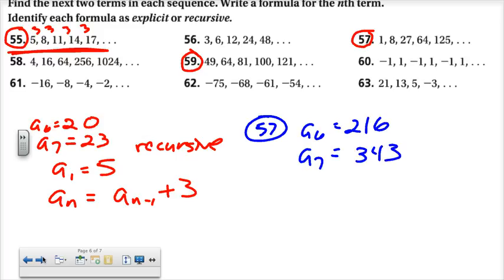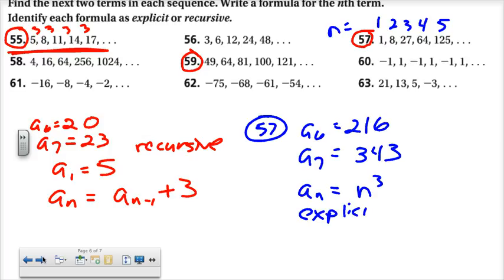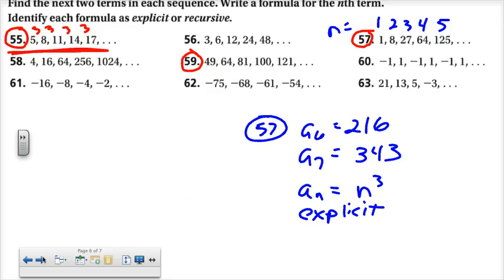Now, in order to get that, very easy. You put the table up there and you realize, oh, for goodness sake, all we're doing is take an n and cube it. So a sub n equals n cubed. And that is an explicit rule because that uses the number of the term to generate the term. And that is, of course, best case scenario. That is really what we would like to do every time, if we can. But sometimes it is easier to write recursive.